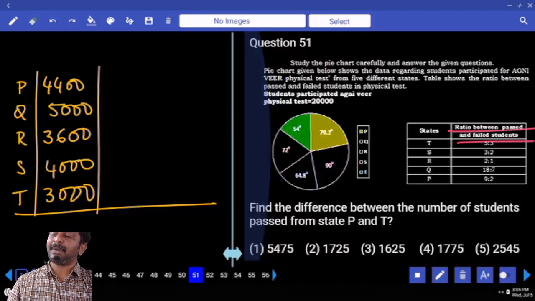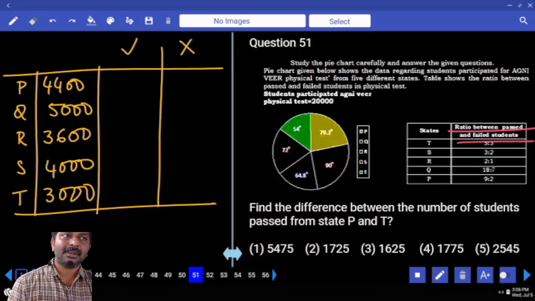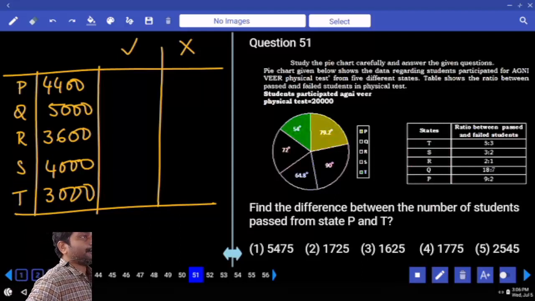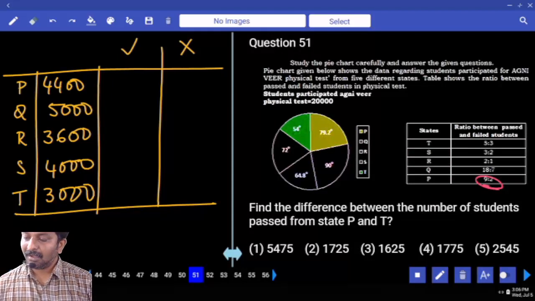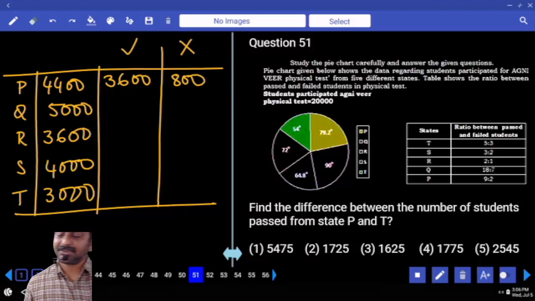Again, ratio between passed and then failed. Passed and then failed. Okay, now. First one. Ratio. If you look at the order, that is different, right? Our table, what is the first value? Go to P. 9:2. 11 parts. 4,400. 1 part. 9 parts. 9 fours, 00. 2 fours, 00. Next Q.